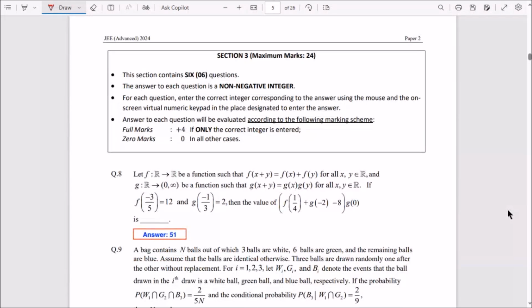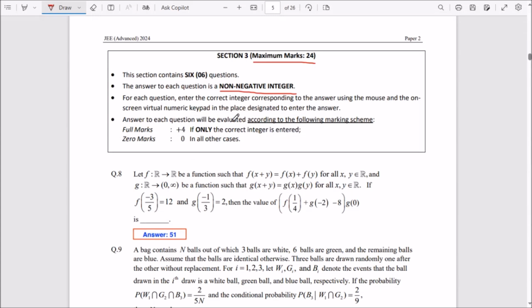Dear students, this section carries maximum marks of 24. There are 6 questions. Under this section, the answer to each question is a non-negative integer. The answer is a number with positive value. For each question, enter the correct integer corresponding to the answer using the mouse and the on-screen virtual numeric keypad in the place designated to enter the answer.